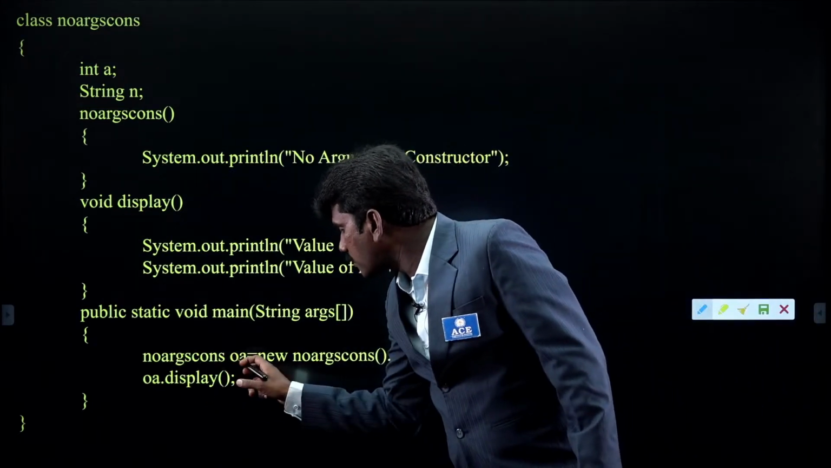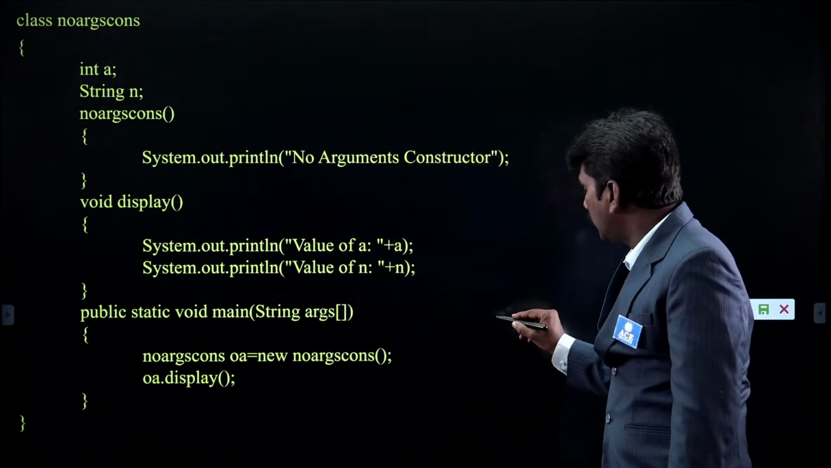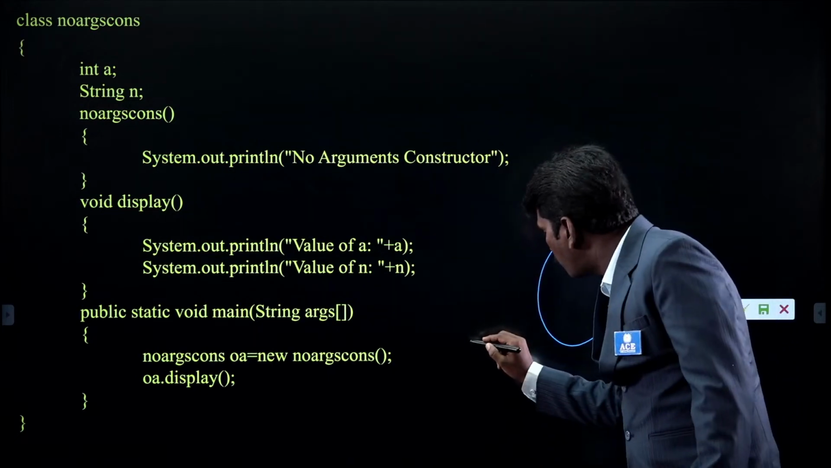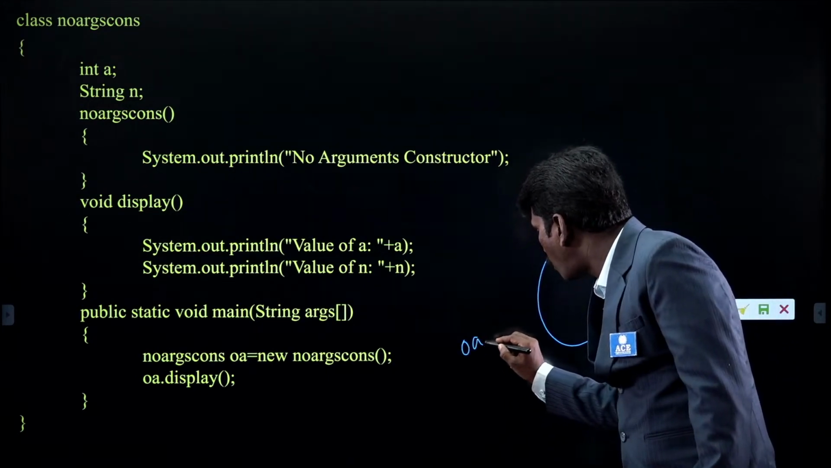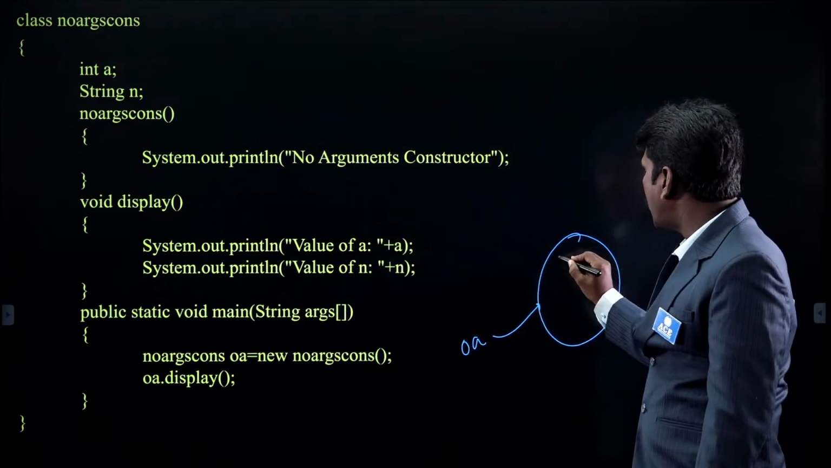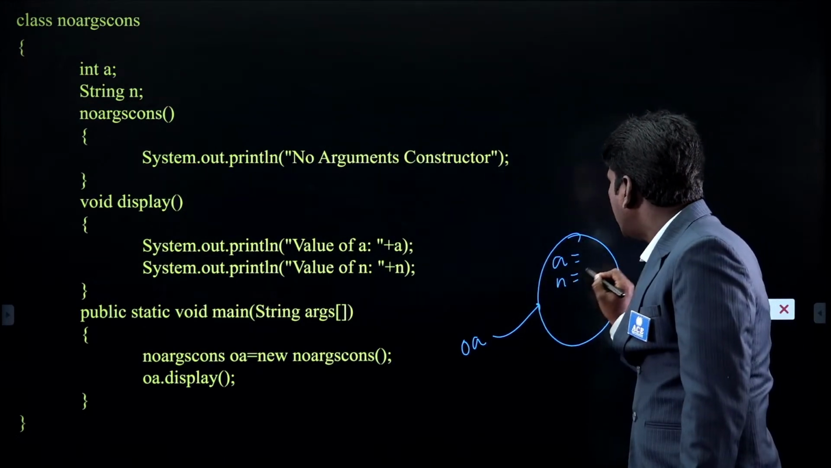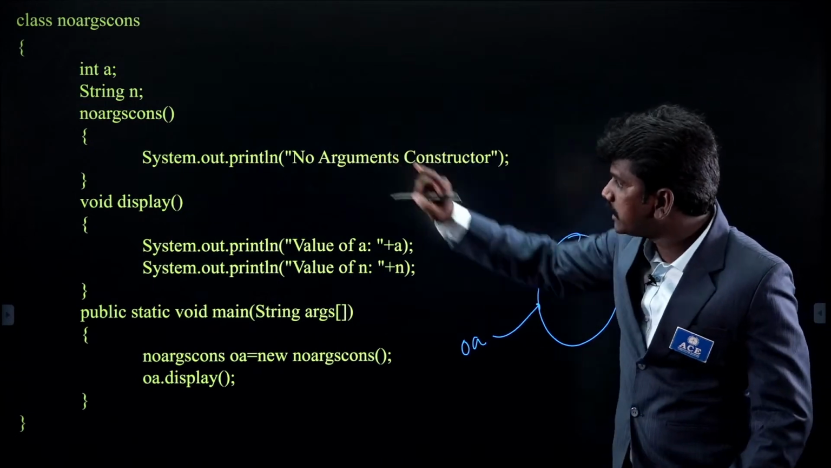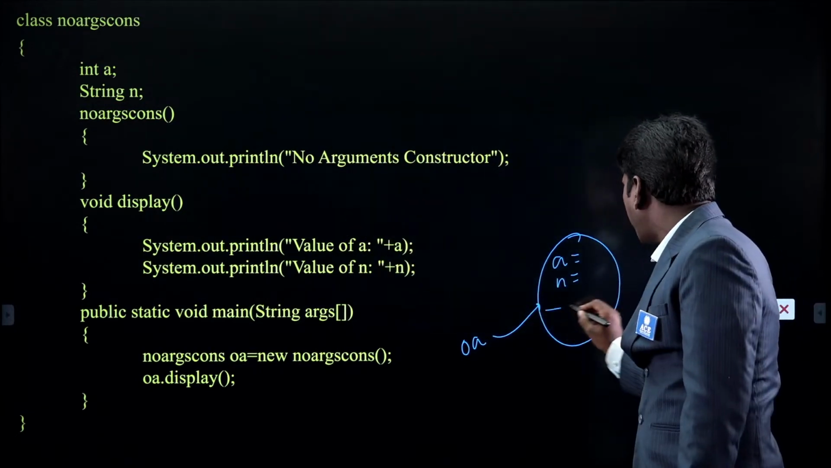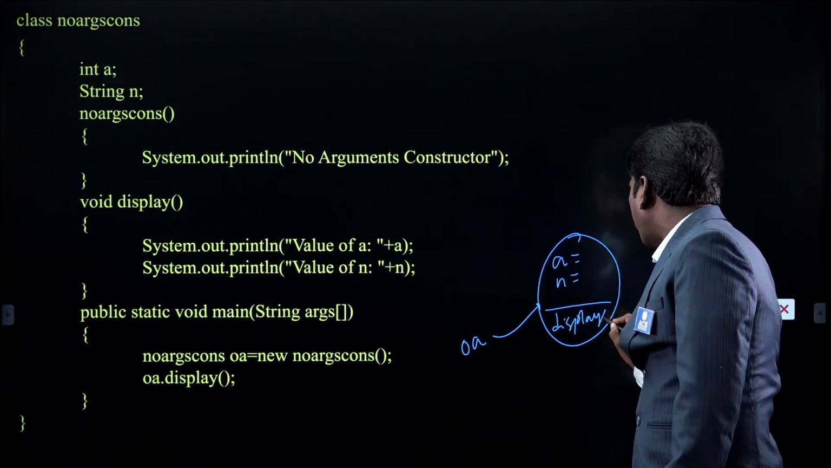So NoArgsCons OA is equal to new NoArgsCons. In this case, one object will be created, and the reference variable is OA. Inside this, what variables do we have? A we have, and the second one, N. A is of integer type and N is of string type. Along with that we have the display method and also a constructor without any arguments.